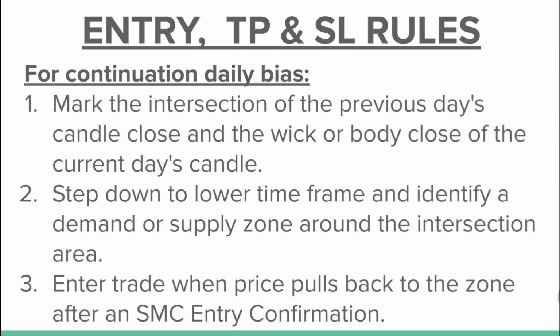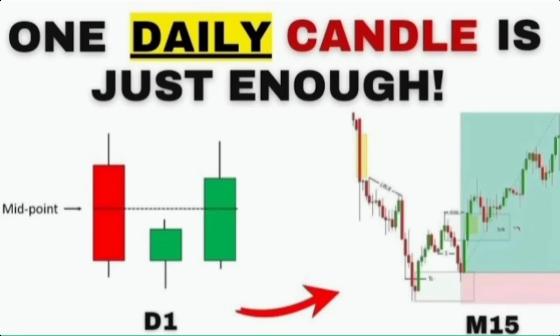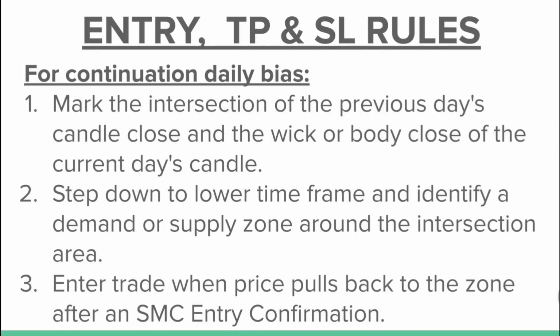For the continuation daily bias, you need to mark the intersection of the previous day's candle close and the wick or body close of the current day's candle, just as I did when we get our entry on the one daily candle strategy. If you have yet to view my videos, I've made about 3 videos on the one daily candle strategy. So that is the similar way you're going to get your entries for the daily bias.